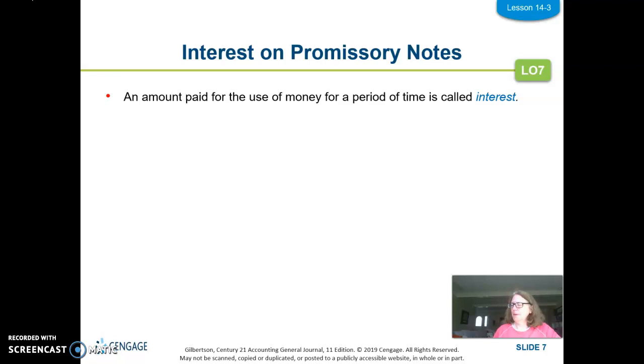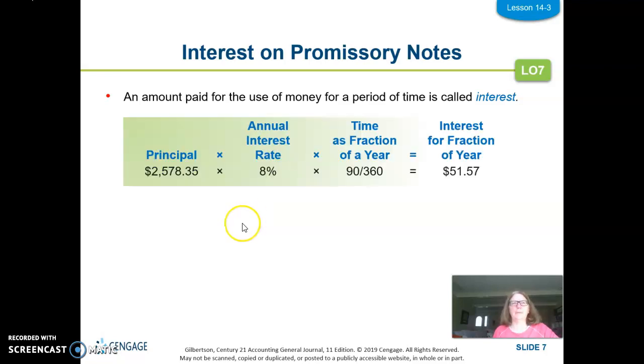So then, by the time they pay us, we're going to charge them interest for having use of our money. So how do we calculate interest? Hopefully some of you have done this already, but you'll see that interest is calculated by taking principal times the rate times the time. So I, interest, equals P times R times T. P times R times T.